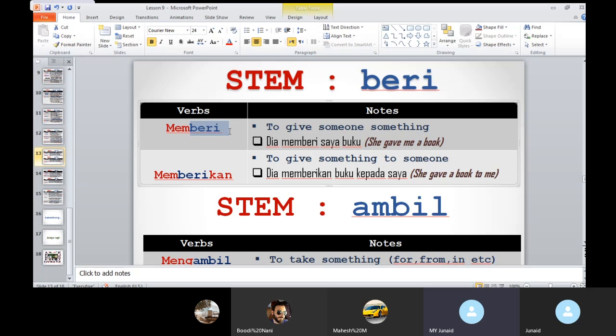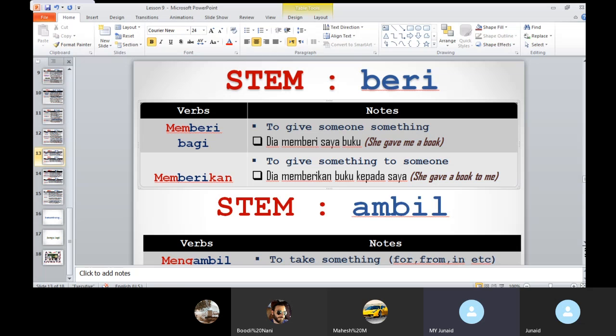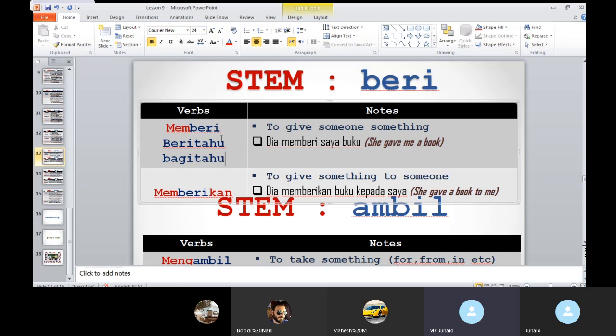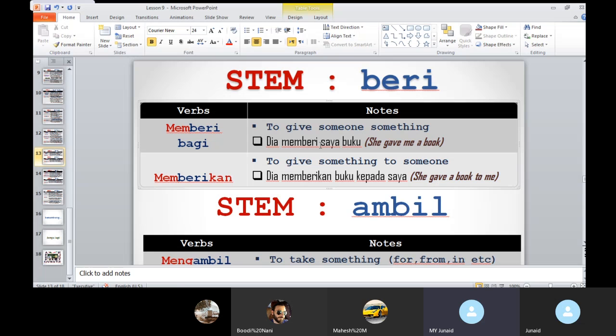I would rather say in spoken Malay, you don't actually use beri, we use bagi. Do you remember about beritahu and bagi tahu? The same thing. So we normally don't use beritahu, we use bagi tahu. The same word, right? Beri. So we don't say memberi, we just say bagi. Bagi means to give. Dia bagi saya buku. Dia bagi buku kepada saya. Is it clear? Yeah.